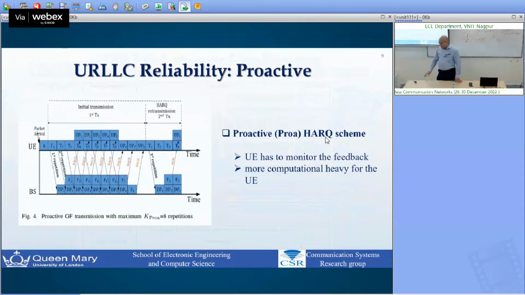But the difference between K repetition and proactive repetition is that K repetition sends the acknowledgement at the end of the last repetition. But the proactive one, after every frame, once it succeeded, then terminate. No need to repeat again and again. So the problem here is that the user equipment has to monitor the feedback after every time frame. So it is computationally heavy for the user equipment, because it will have to process after each frame.